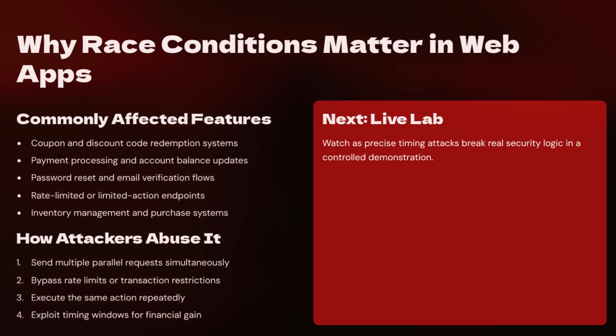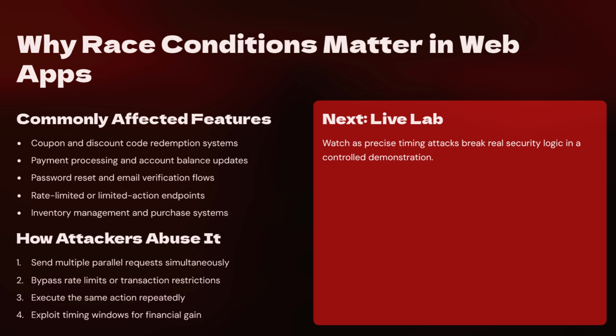Race conditions usually affect business logic features, like coupon redemption, payments, password reset flows, or inventory limits. An attacker sends the same valid request multiple times simultaneously. The server validates each request independently, without realizing they're happening together. The result can be double spending, bypassing limits, or performing actions that should only happen once. In simple terms, if your application depends on timing, it's vulnerable.